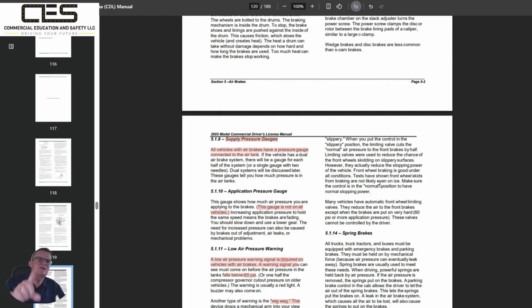You will never see one unless you go buy a truck from before 1975, and you probably wouldn't drive that one. You probably take it to the Louisville Truck Show once a year to show it off, right? But it is a question.